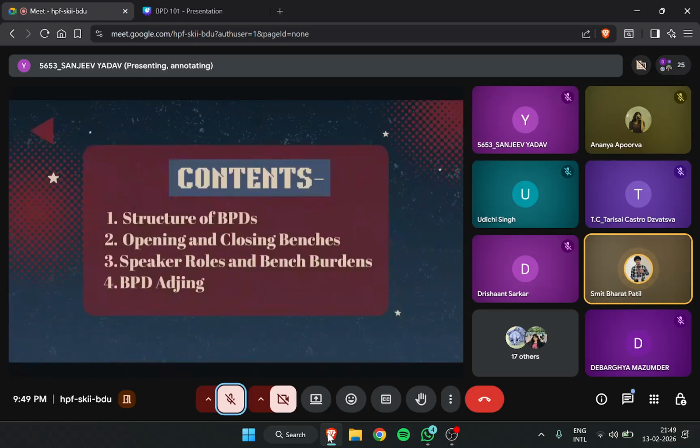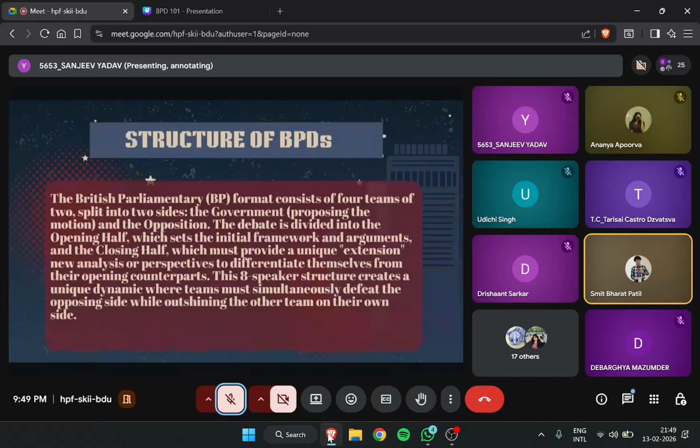Right. What we'll look at today is first the structure of British parliamentary debates, how opening and closing benches work, what the speaker rules are, and what the burden of each bench is. And then Ananya will tell you about how adjudicating or judging in British parliamentary debate works. Next slide, Sanjeev.